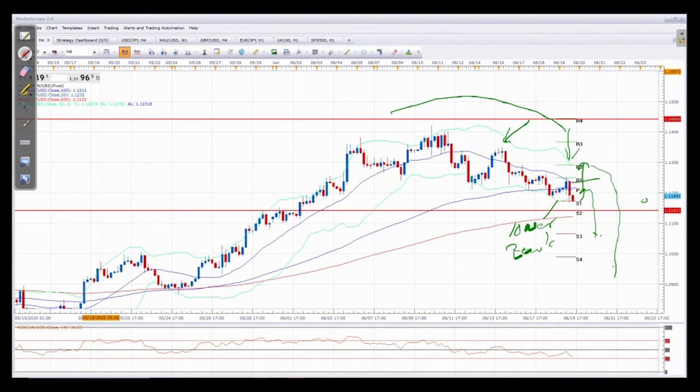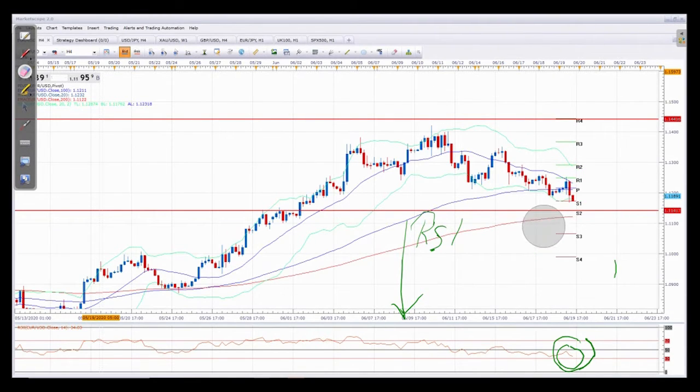But in RSI also, exactly the same thing. It's below the 50 mark and it's pointing downward. So that's another indication for me that Mr. Euro dollar is in trouble. And I think the long term is actually on the downside. So let's have a look at the daily now.